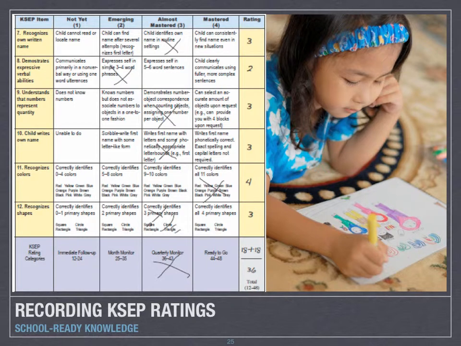Mary's rating in the school-ready knowledge areas were also mostly given an almost mastered rating by her teacher. Mary had a strength in that she was observed to identify correctly all 11 colors. However, she expressed herself only with short phrases, so the teacher rated her verbal expressive skills as being at the emerging level. Combining the social-emotional and school-ready knowledge areas, Mary had a total rating of 36, which based on previous KSEP research suggested that she is in the quarterly monitor classification.